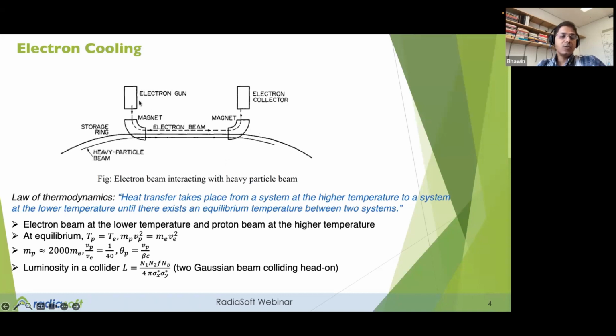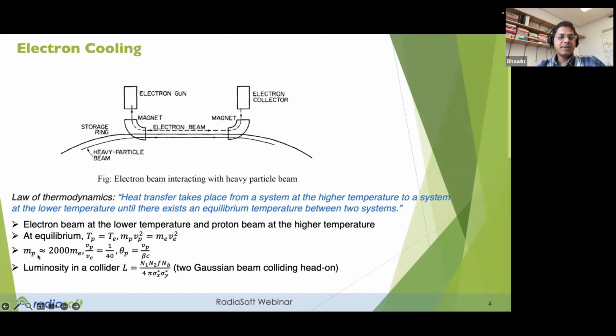New fresh low temperature electron beam comes and interacts with the proton beam, taking heat away from the proton beam, and this continues until there exists an equilibrium temperature between the electron beam and the proton beam. So here is a simple mathematical formula: at equilibrium, the temperature of the proton beam equals the temperature of the electron beam.